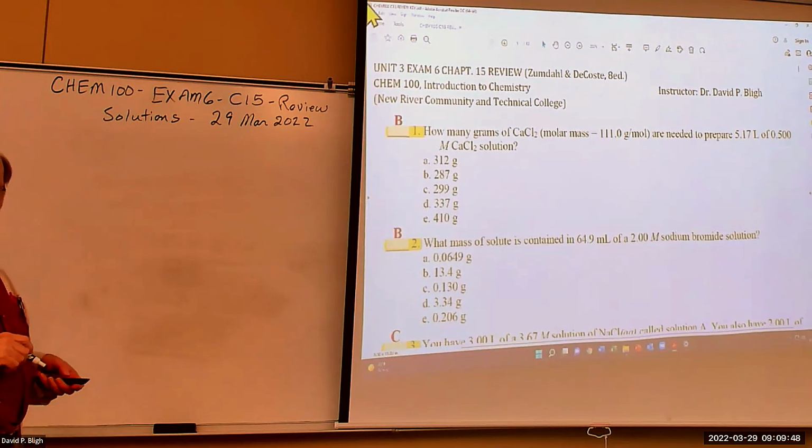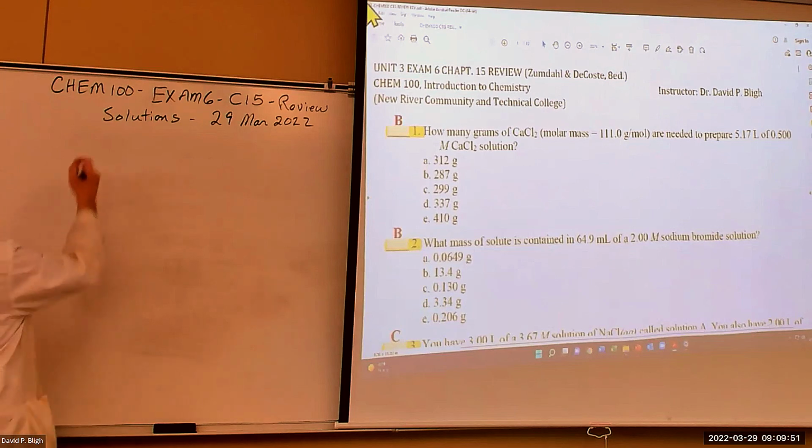Got a light today. Got one online and one face to face.